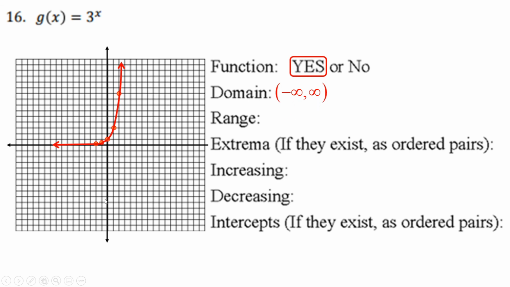And the range, well, we're getting closer and closer to 0, but we never get there. So open, and I'm getting closer to 0. And to the right, I'm going up to infinity. So there we go, the open interval from 0 to infinity. Extrema. Well, I never reach 0, and I can never reach infinity, so there is no extrema. Increasing. Well, this graph is increasing throughout its entire domain. Negative infinity to infinity. Decreasing, never, the empty set.